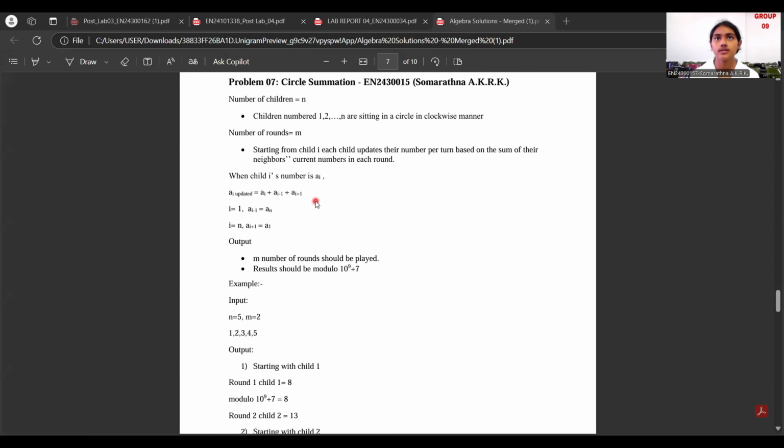In this problem, n children sit in a circle, each starting with a number. Over m rounds, each child updates their number based on the sum of their immediate neighbors. The formula for updating child i's number is a sub i equals a sub i minus 1 plus a sub i plus a sub i plus 1, with circular indexing. After each round, results are calculated modulo 10 to the power of 9 plus 7 to prevent overflow. The output shows the updated numbers for each child starting from different positions. The problem involves circular indexing and modular arithmetic.